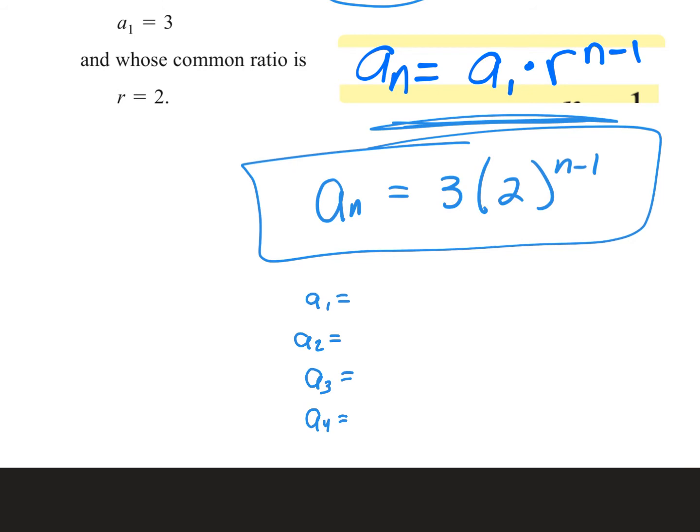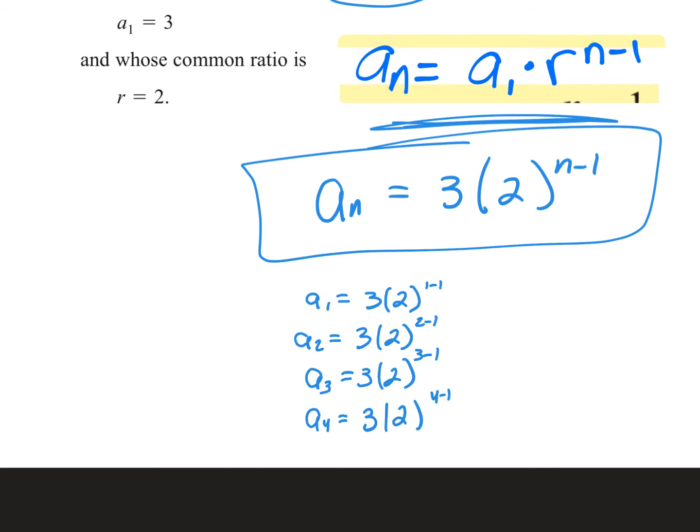If all you do is give me just the term, you're not getting full credit. I need to see that you understand what to plug in. So I would need to see 3 times 2 to the 1 minus 1, 3 times 2 to the 2 minus 1, 3 times 2 to the 3 minus 1, 3 times 2 to the 4 minus 1.